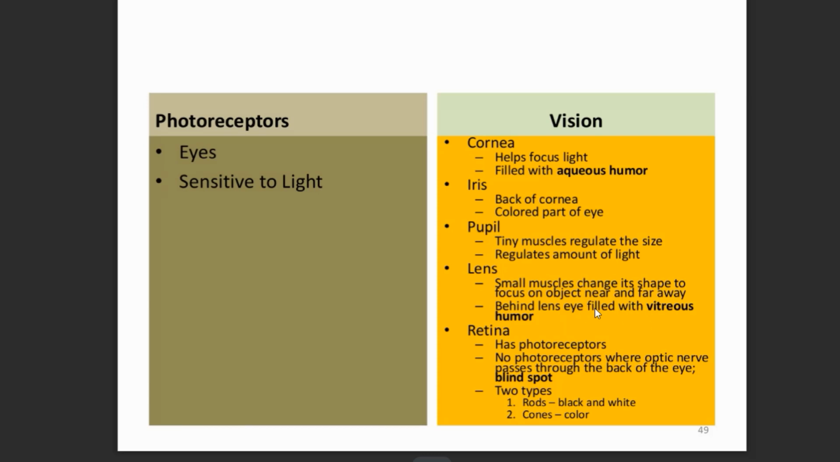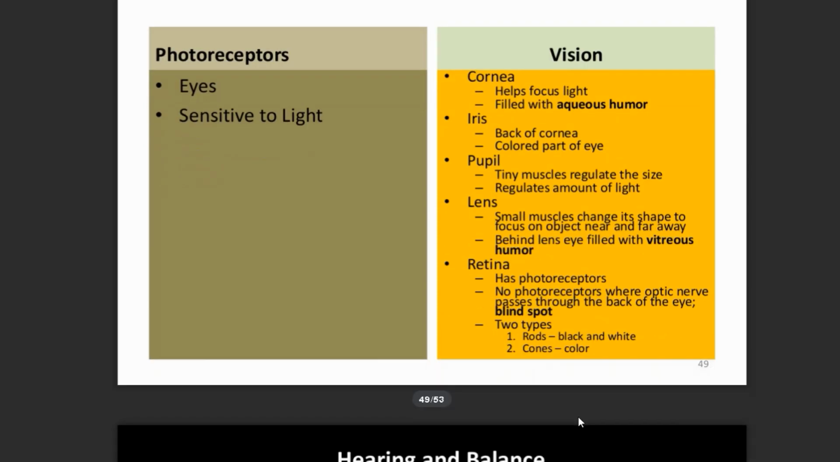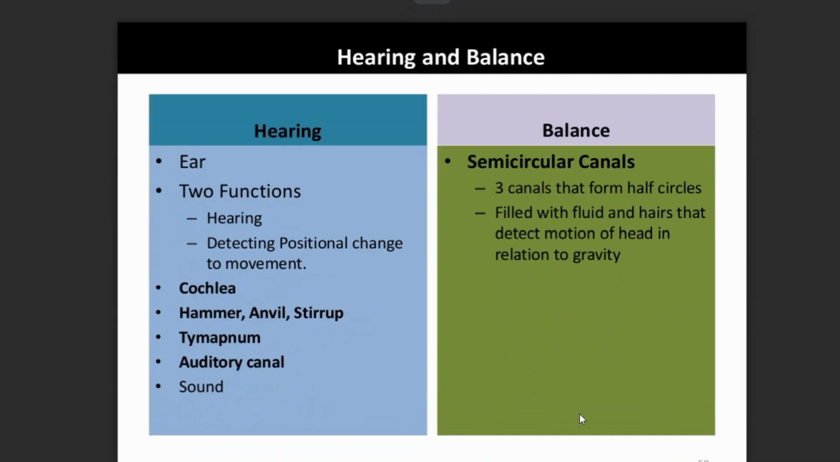Behind the lens, we have the fluid called the vitreous humor. The retina has the photoreceptors. There are no photoreceptors where the optic nerve passes through the back of the eye, so we also have a blind spot. There are two types of receptors: rods, which detect black and white, and cones, which detect color.